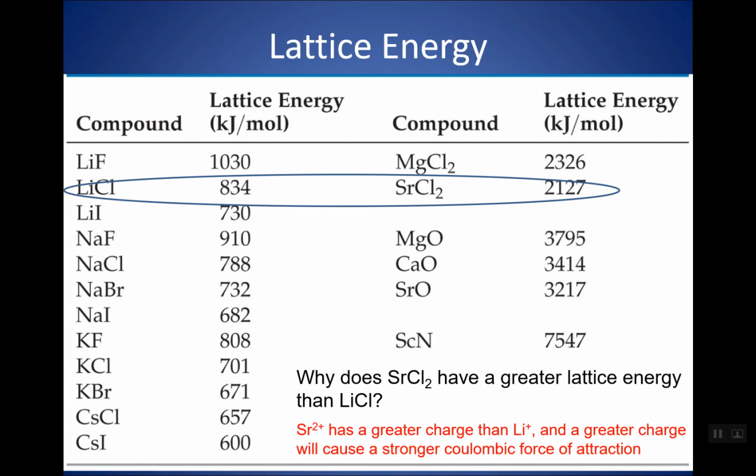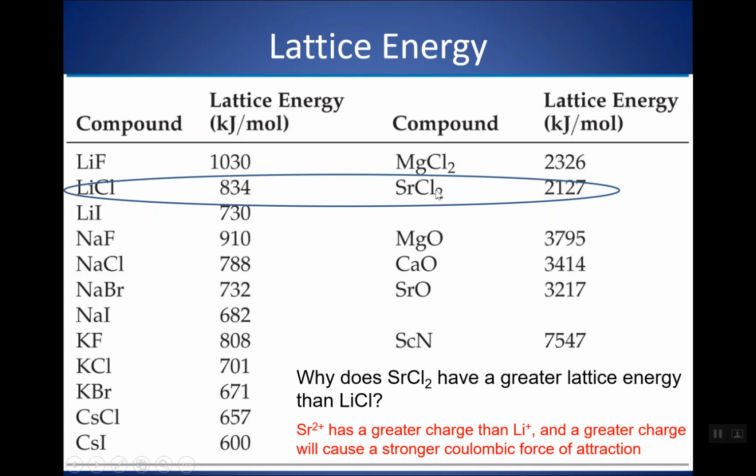The other factor, radius, would not be a good argument to make here because strontium as an ion has a lot more shells than Li+. So it's likely that strontium is a larger ion than lithium, and therefore that would have the opposite effect. You would think that if you have a larger radius, it would make the lattice energy smaller, which it doesn't. So that must mean that charge is the bigger, influencing factor here.